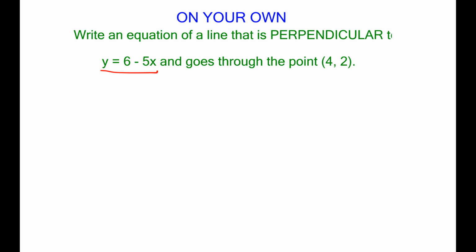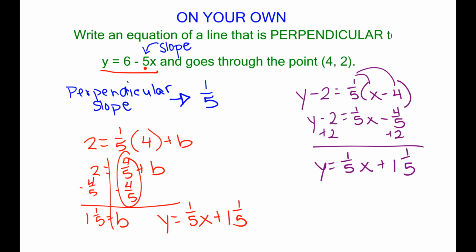Here's how you would have done this problem using either of the methods. Right here is the slope. You have to be careful because this one's kind of turned around. In the minus 5x, the number in front of the x is always the slope. So I have a negative 5 for my slope. My perpendicular slope is going to be the opposite sign. Since this is negative, this is positive. And then the reciprocal of 5 is 1/5.